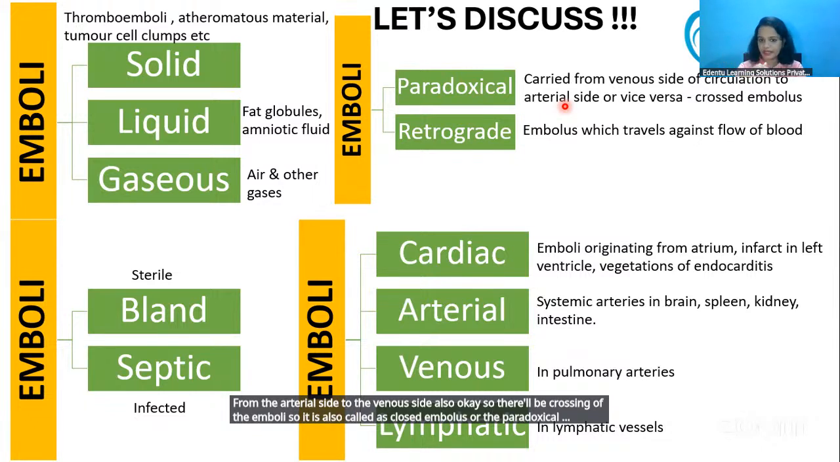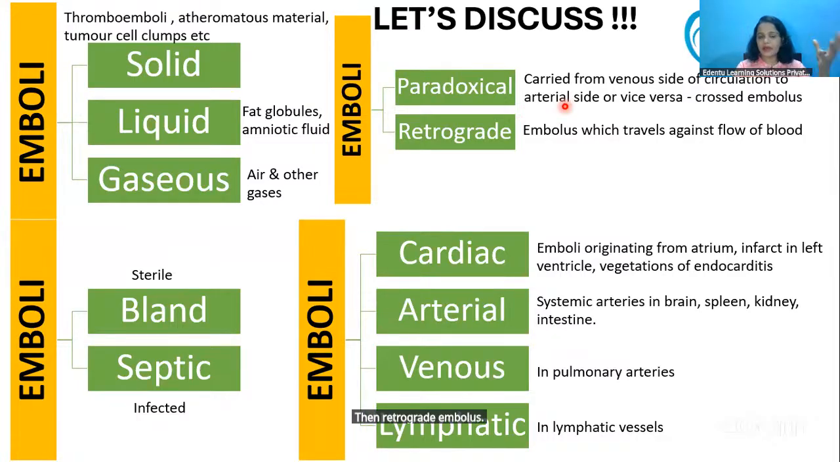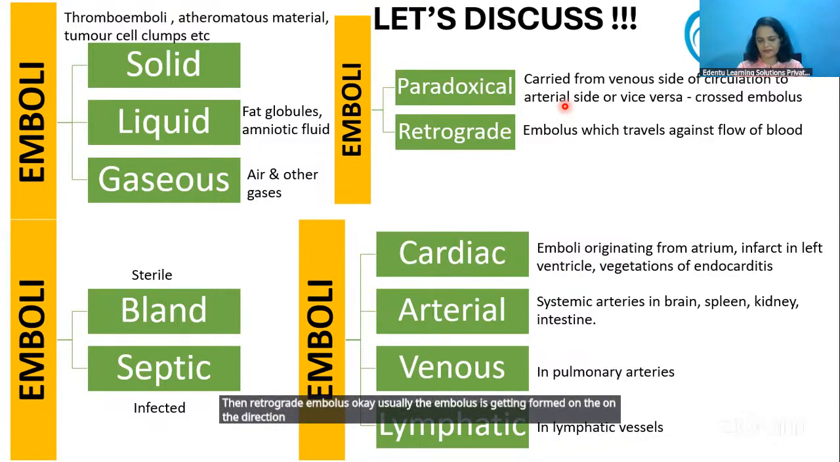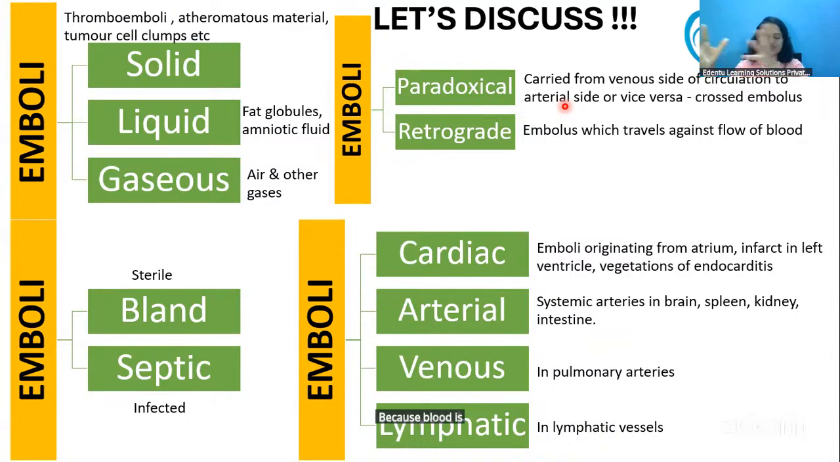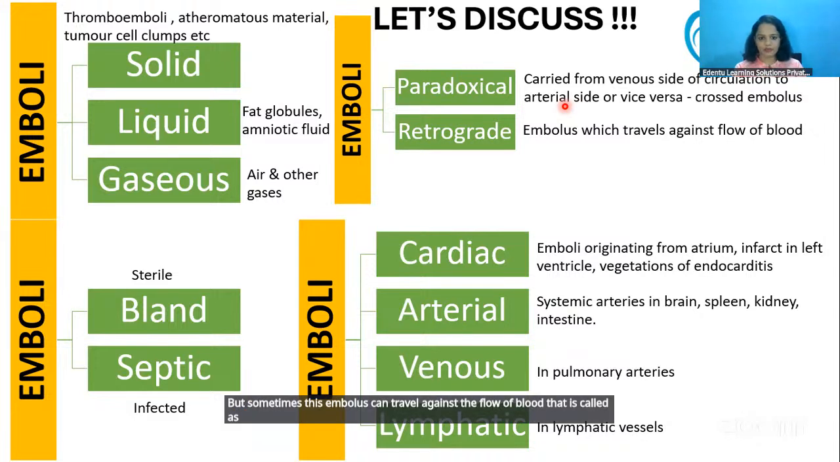Then retrograde embolus. Usually the embolus is formed and transported in the direction of the flow of the blood. But sometimes it can get transported against the flow of the blood. That is very rare, because blood is what is carrying this embolus in the circulation. But sometimes this embolus can travel against the flow of blood. That is called a retrograde embolus.